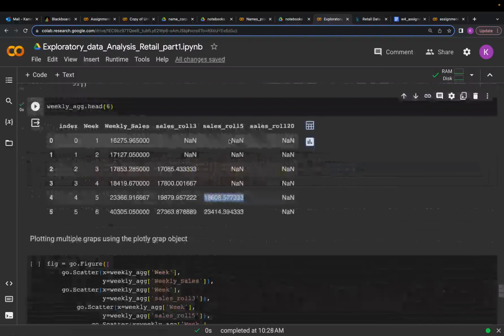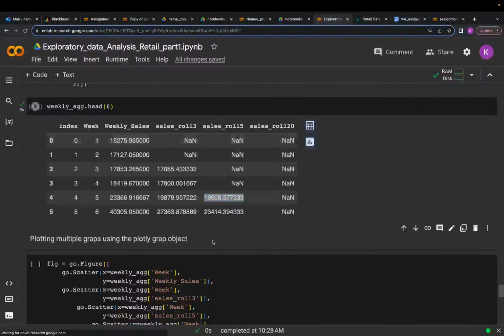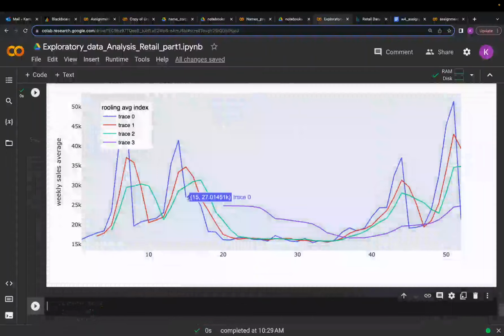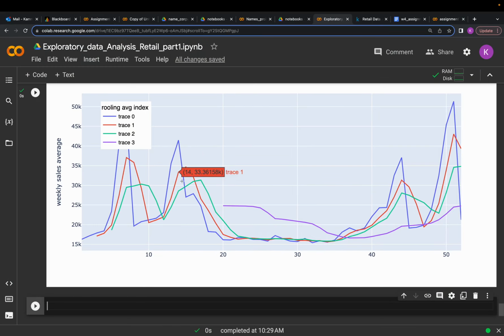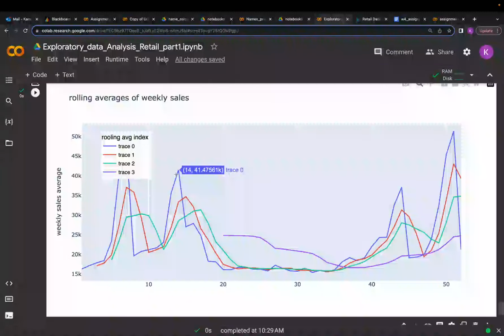Let's run this, and as I said, we have an intention for doing that. And what is the intention? Let's look at another graph with the rolling values. So you can see what happened. This blue graph was our weekly sales for that particular store and department, but you see there are certain spikes, and the graph is not that smooth.